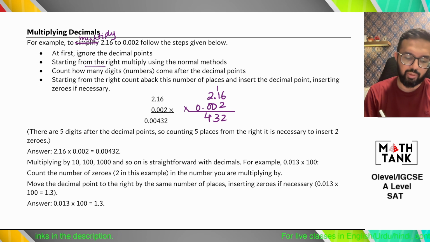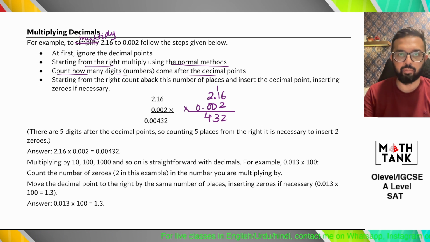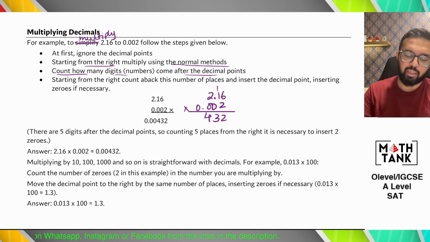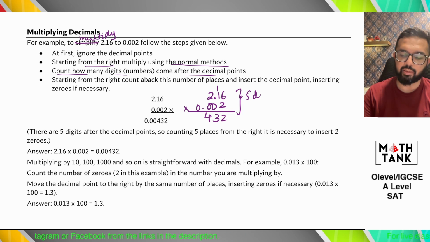Then it says start from the right, multiply using the normal method. That's what you've done. Count how many digits come after the decimal point. What do I mean here? Well, you take these two numbers collectively. There are 2 decimal places here and 3 decimal places here. So that makes a total of 5 decimal places.